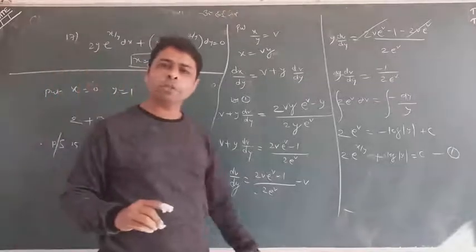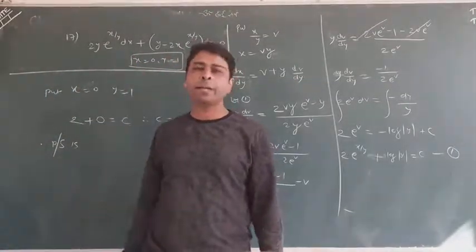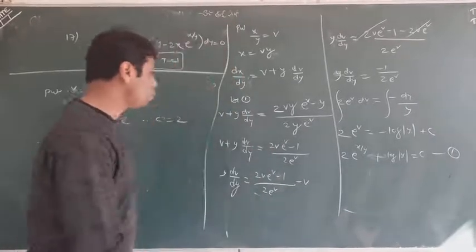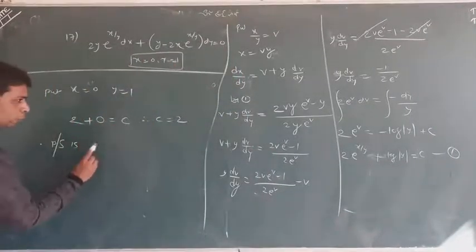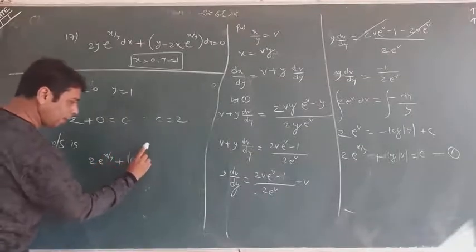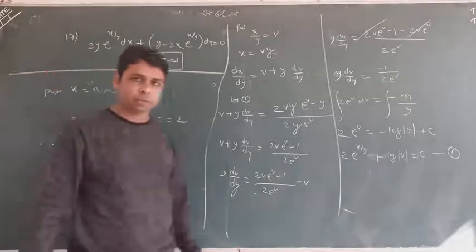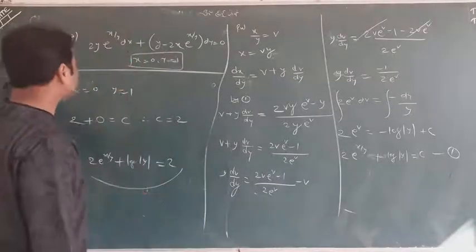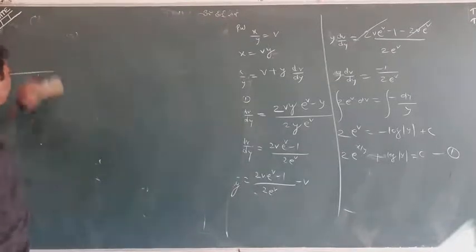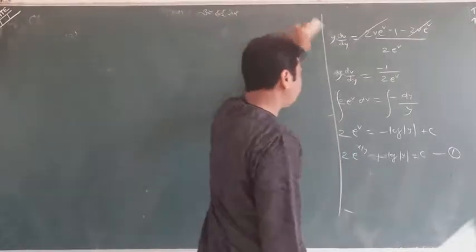And then the particular solution. Why particular solution? Because whenever the values of x and y are given, meaning you are told to find the value of c, it means you need to find the particular solution. So put c equal to 2: 2 e to the power x upon y plus log of y equals 2. That is the final answer of the question. So hope you got it. This is the important thing: whenever the values of x and y are given, it means you are told to find the particular solution.